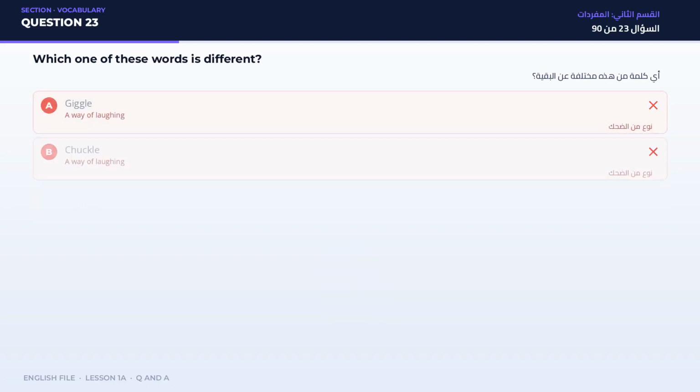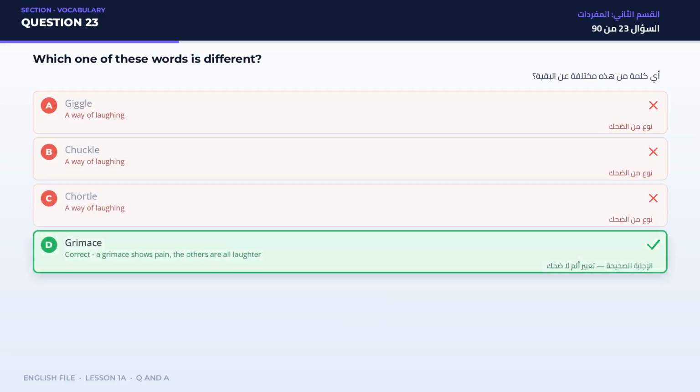The answer is D, grimace. A grimace shows pain. The others are all laughter. Not A, a way of laughing. B, a way of laughing. C, a way of laughing.